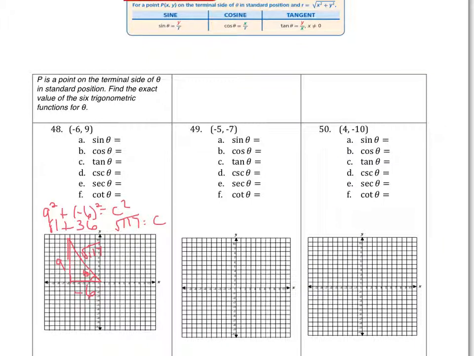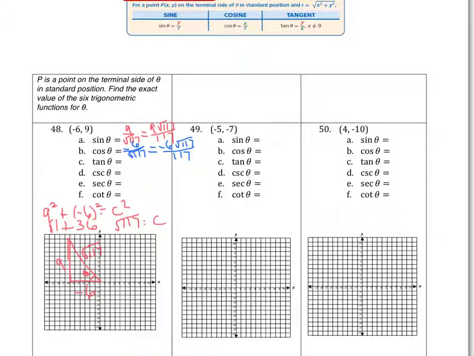So now we can start with sine, cosine, tangent. So sine is opposite, which is 9 over hypotenuse. So we have 9 over root 117. We have to rationalize, so multiply top and bottom by root 117. So we end up with 9 root 117 over 117. And then for cosine, we have adjacent over hypotenuse, which is -6 over root 117. Again, we multiply top and bottom by root 117. So we have -6 root 117 over 117.